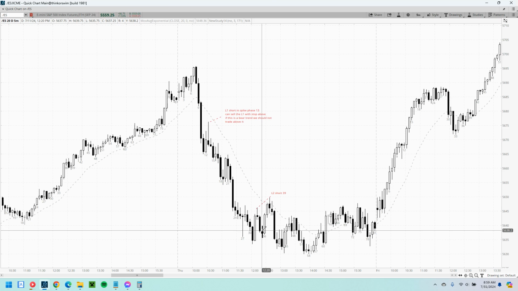So you can see we traded back down, and then we got a second pullback to another high, and then we have a low two short. So this is the low one. Then we have the deeper pullback and the low two short on 39.